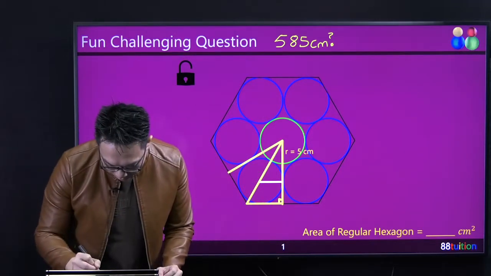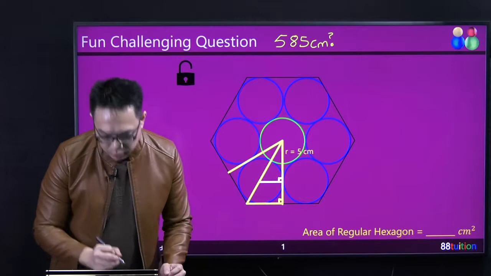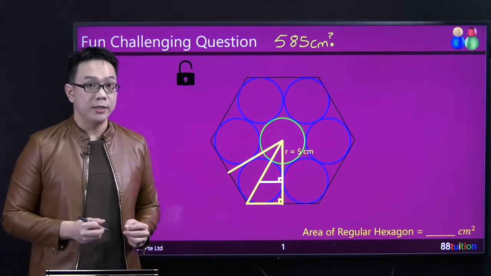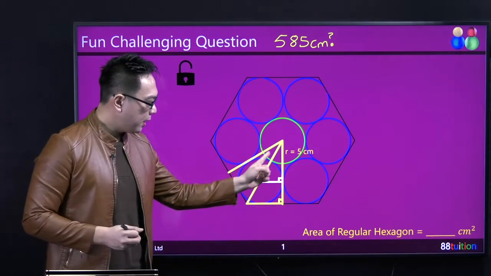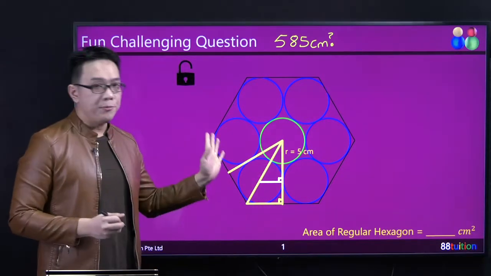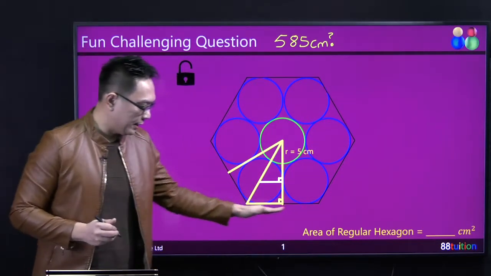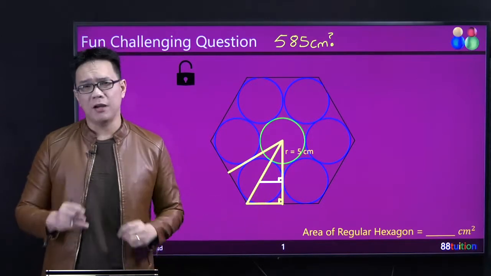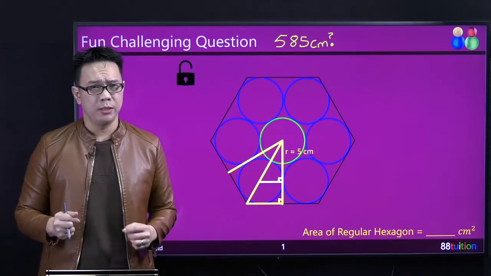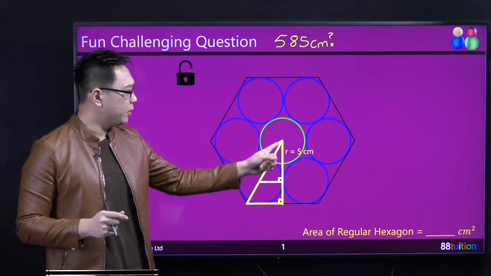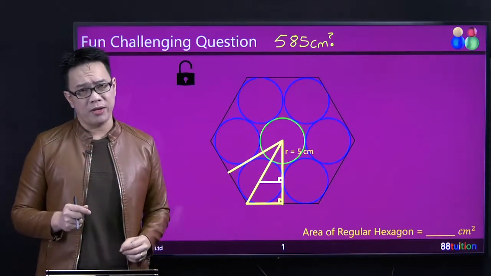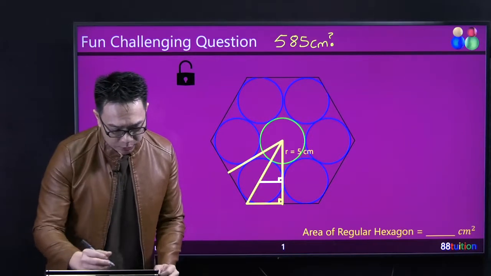Every time you get this type of tough question, you have to think of ways. You think of Pythagoras, you think of similar triangles. It's very useful. So there's a small triangle here, and there's a big triangle here. My objective is to find one side of the hexagon. With one side of the hexagon, everything is very easy to do. The problem is that I do not have that information. I only have the radius of the circle, which is 5 cm. It's not very helpful. So what do I do?